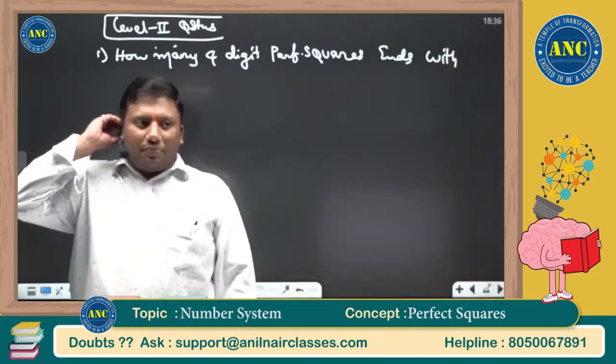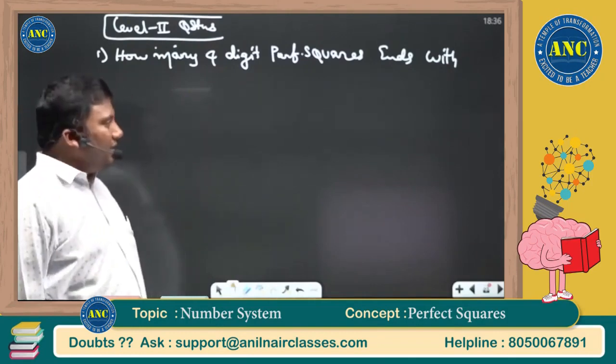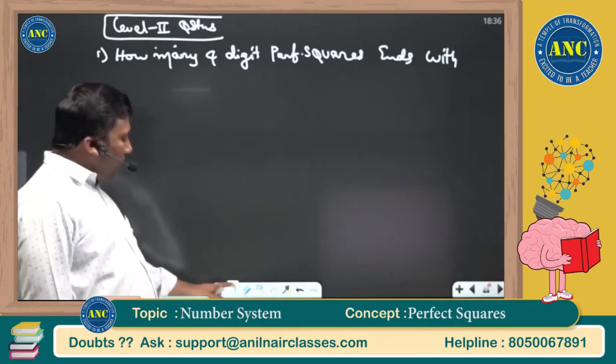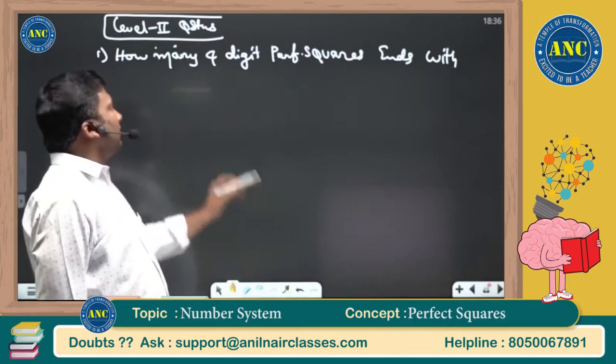First question. Kavita, you want me to go slow? I will reduce the speed. Right? Thanks for the feedback. How many 4-digit perfect squares? First question.